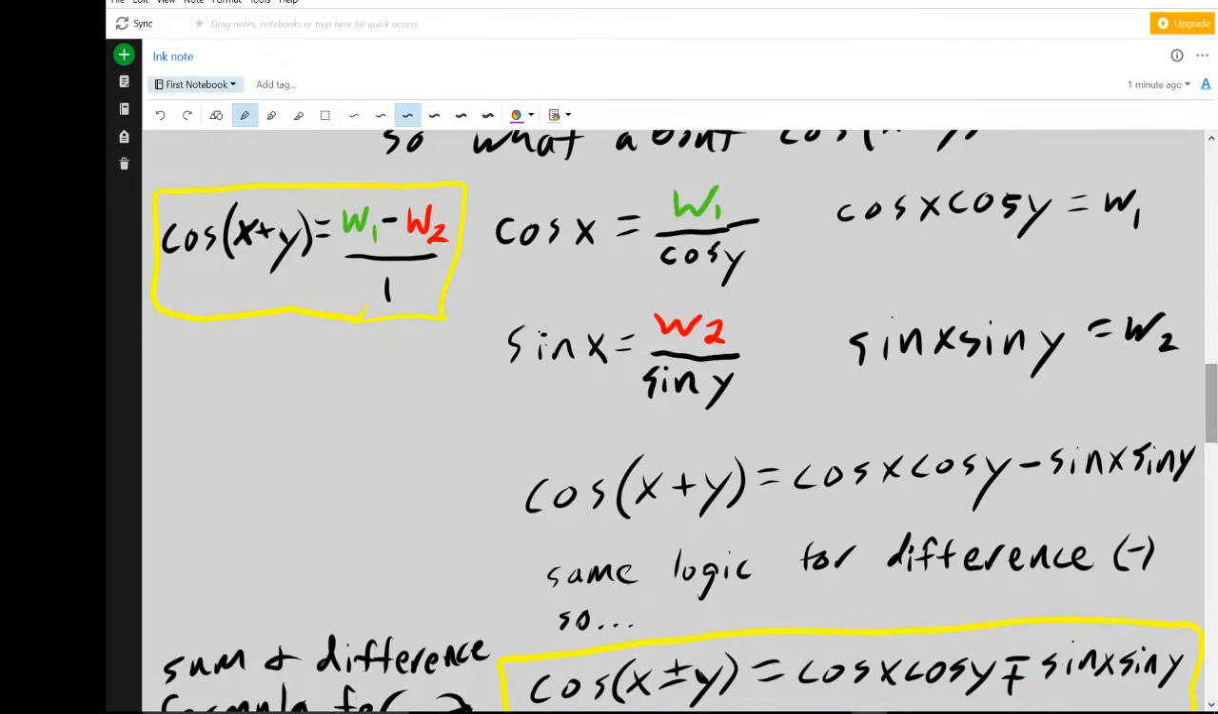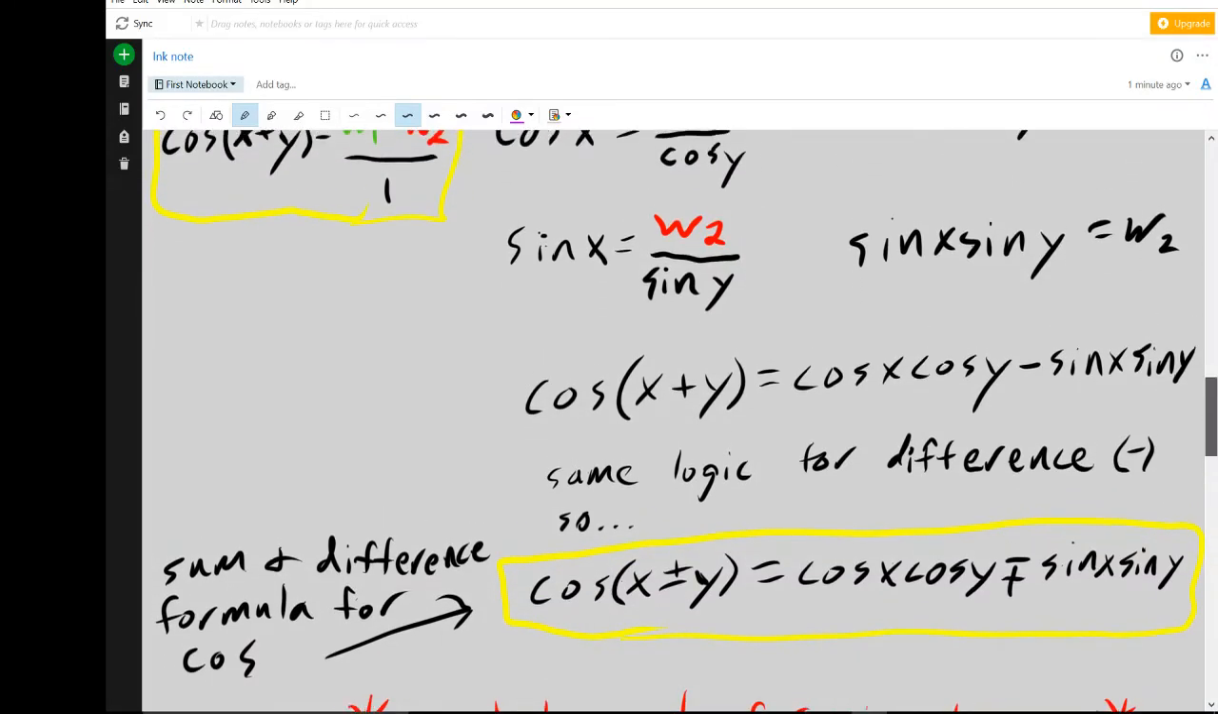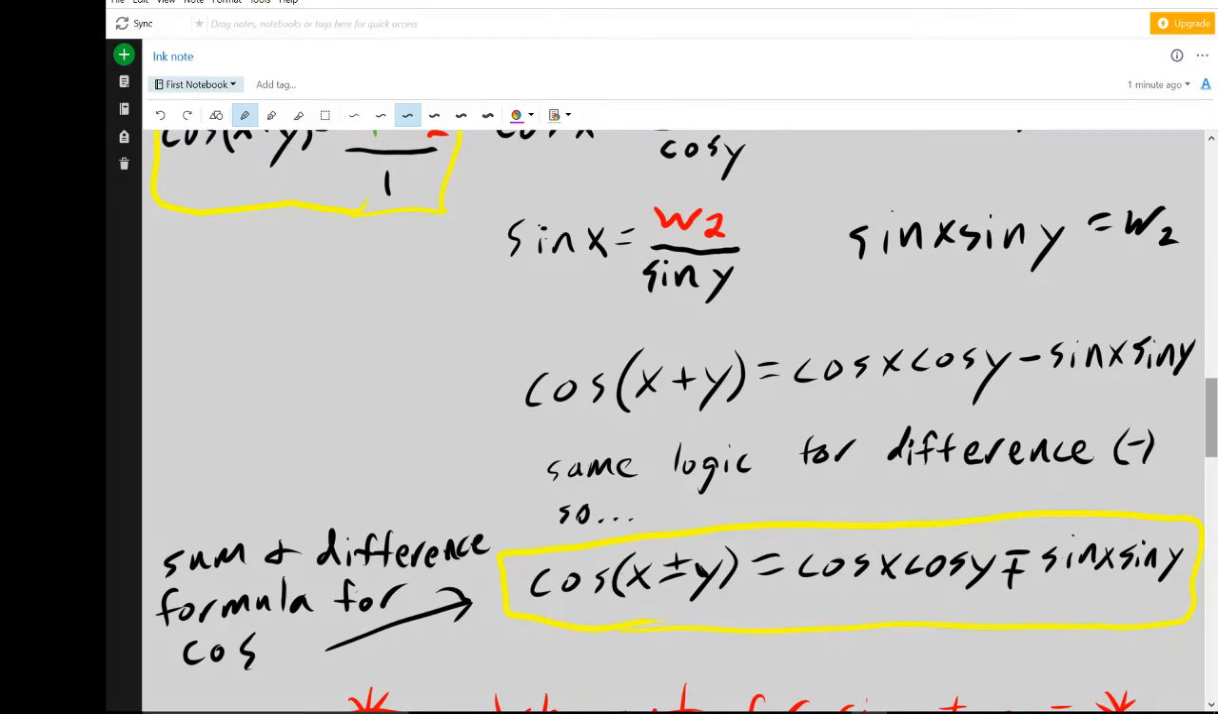Now recall that we are not adding these together, right? We have this total width and we need to subtract the portion of what we do not need. So cosine x plus y is equal to cosine x cosine y minus sine x sine y, right? We're taking the total and subtracting what we don't need. And we use the same logic to find the difference formula. And in our conclusion, we find that the sum and difference formula for cosine is cosine x plus or minus y is equal to cosine x cosine y minus plus sine x sine y.